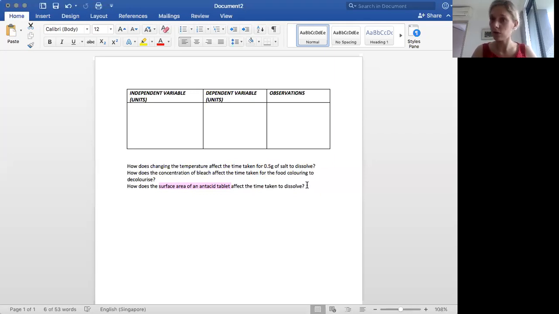Surface area, the units can be tricky. Because if all you're doing with your surface area is having the whole tablet, breaking it in half, breaking it into quarters, something like that, there is not really any unit for that because they are discrete. It's 1 tablet, 2 halves of a tablet, 4 quarters of a tablet. So you would not need to write units in for that one. You just have to be very clear that it is 1 tablet, etc.